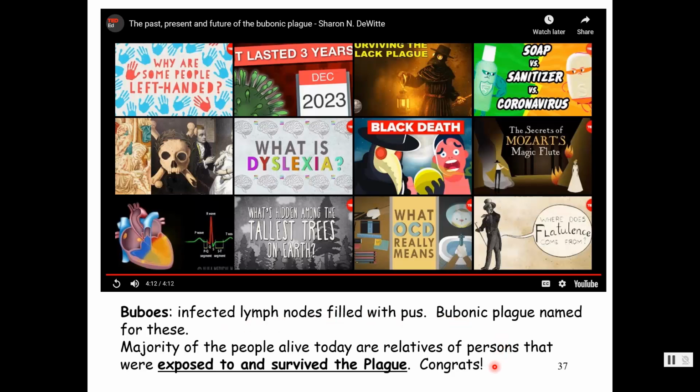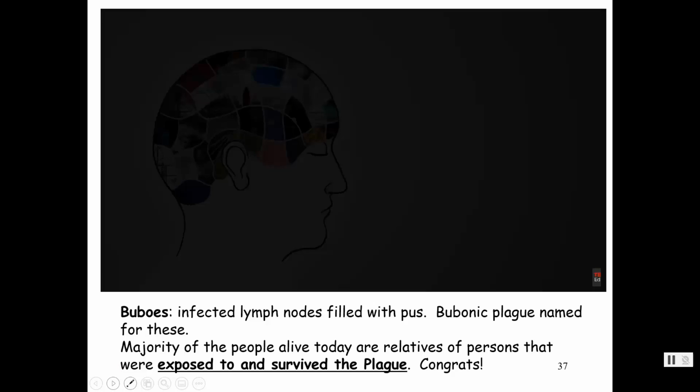I'm setting this in your mind: your ability to respond to or fight a particular disease is going to be genetic. The majority of the people alive today are relatives of persons that were exposed to and survived the plague. So yes, congratulations. I'm going to tell you that your ability to fight infection is because of your genes, not what disease you're being challenged with. So just tuck that one away.